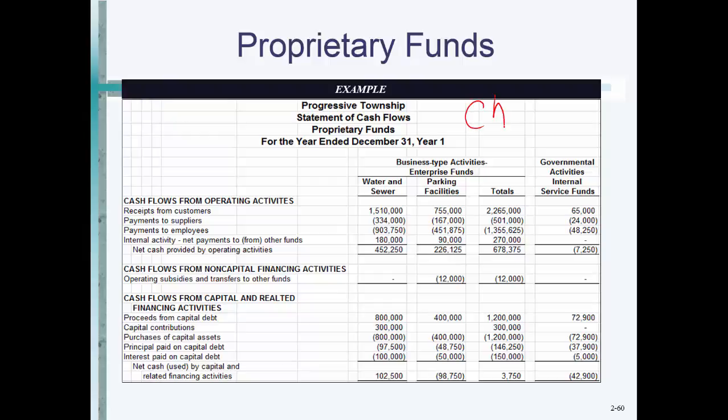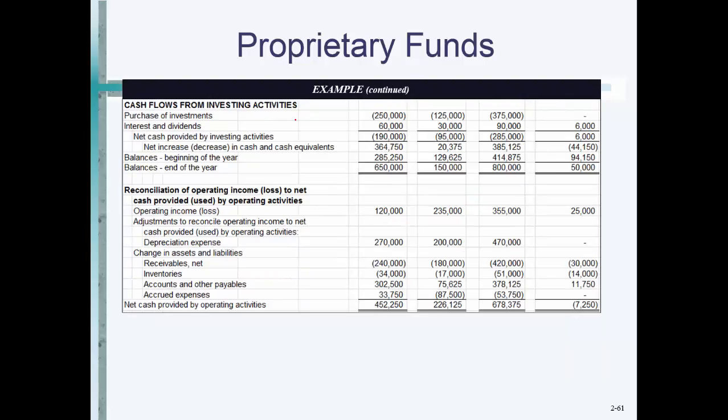But just remember that we do have to prepare a statement of cash flows, don't we, for our proprietary funds? Okay, we don't have to for any other fund. They're the only ones that prepare the statement of cash flows. And it is similar to commercial, but there are some important differences that we'll study in Chapter 7. For example, you cannot use the indirect method. You must use the direct method, right? Okay, when you prepare this.